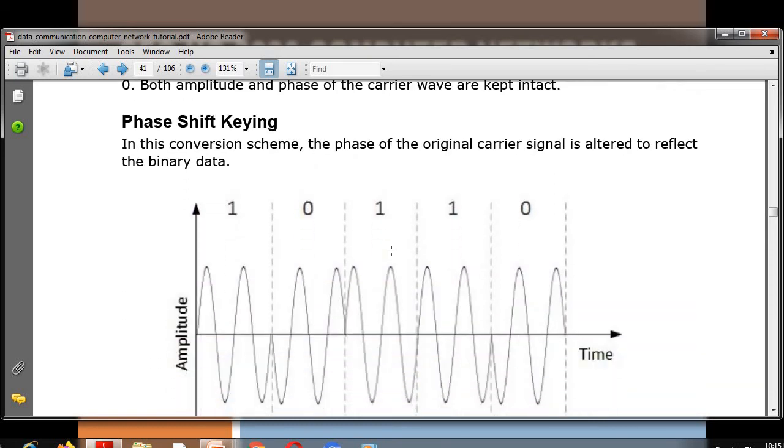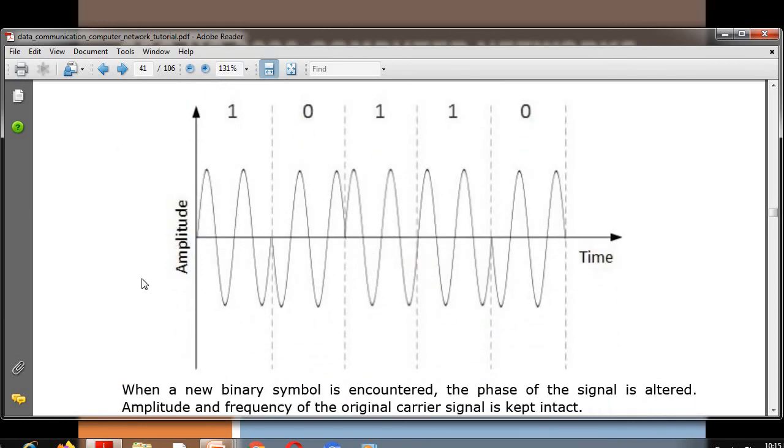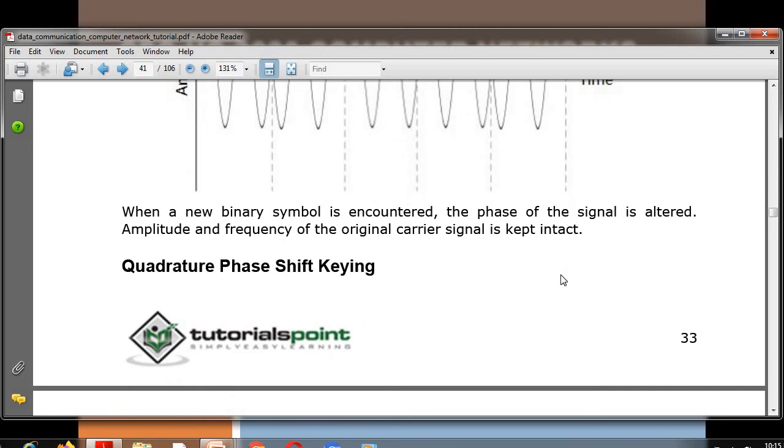Now phase shift keying. In this conversion scheme, the phase of the original carrier signal is altered to reflect the binary data. Here you see this phase represents 1, and this represents 0, so both are different. Again for 1 this, and again for 1 this, and 0 starts from this, and this way. When a new binary symbol is encountered, the phase of the signal is altered. Amplitude and frequency of the original carrier signal are kept the same.